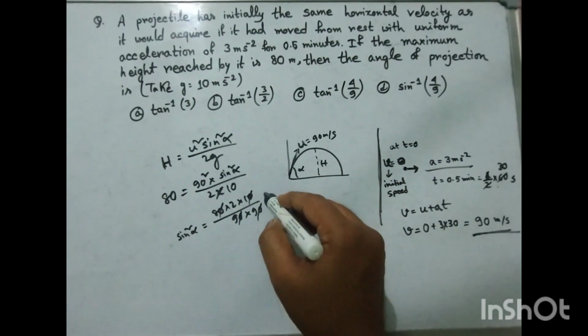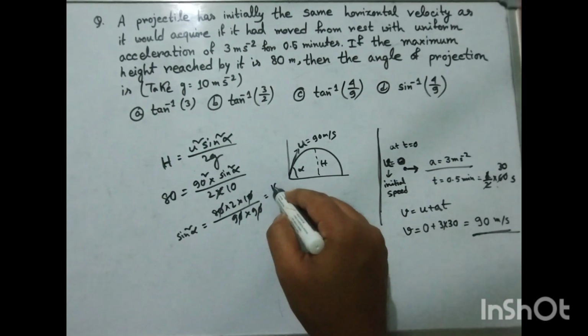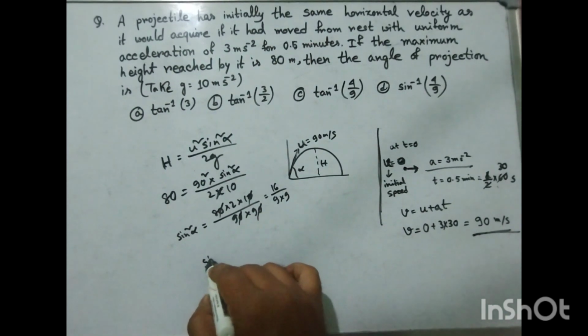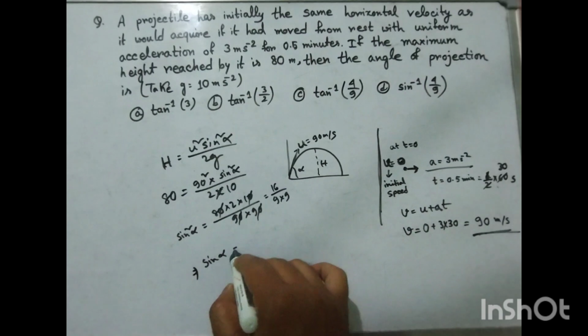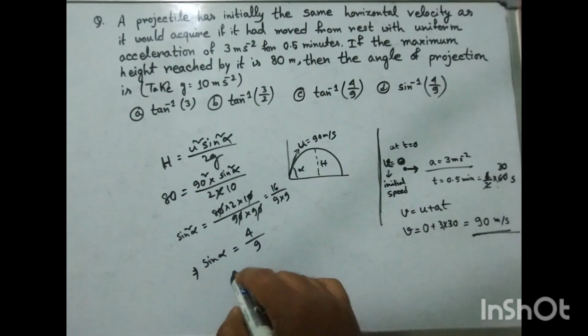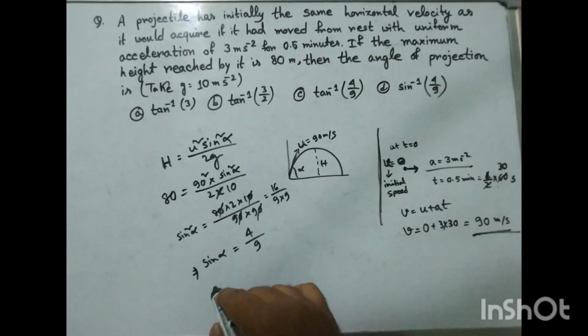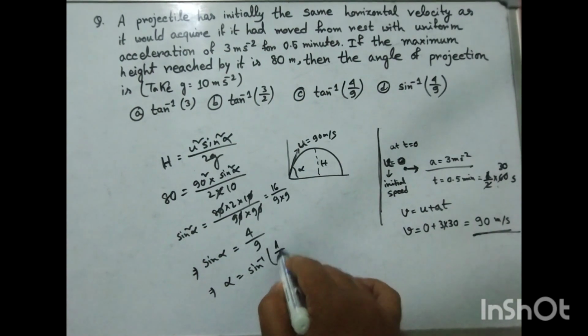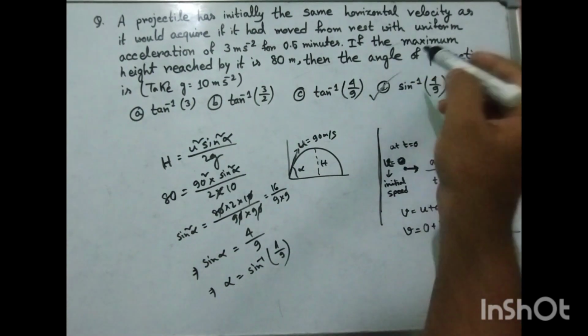So here it will be 16 by 9 into 9. That means sin alpha will be 4 by 9. So alpha will be sin inverse 4 by 9. So D is your correct answer.